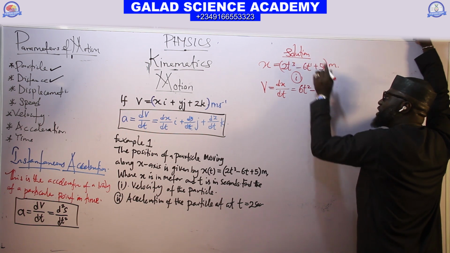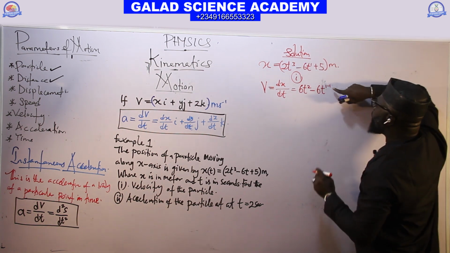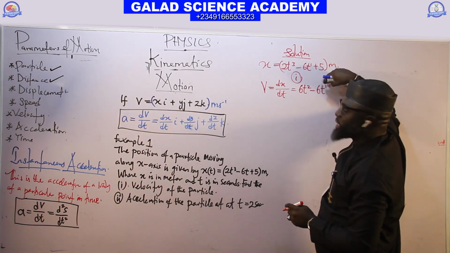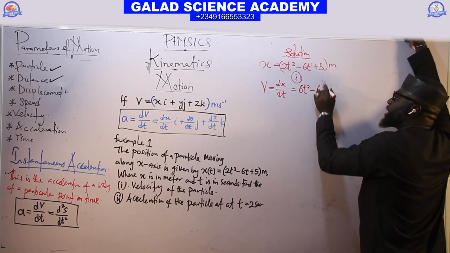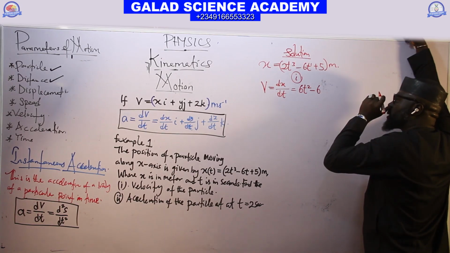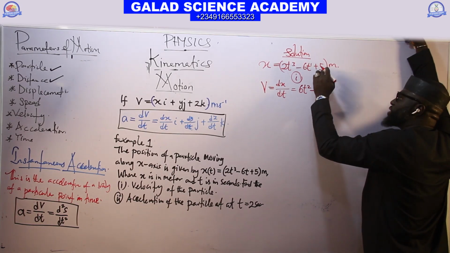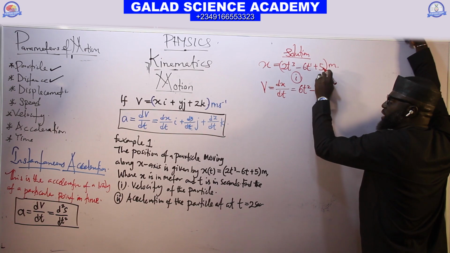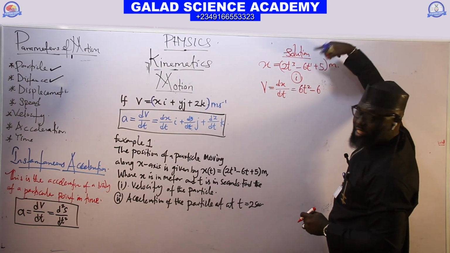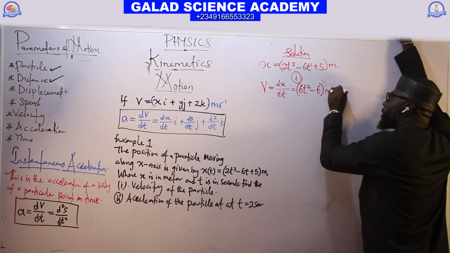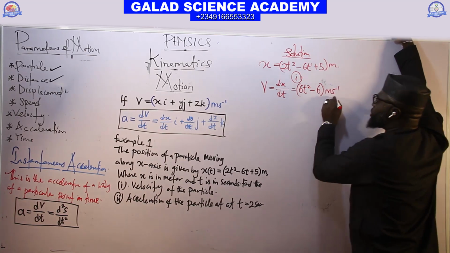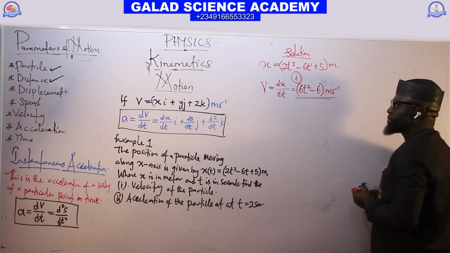The power of t is 1 minus 1, which gives us 0, and t to the power 0 is 1. So we still have 6 here. For the plus 5, the derivative of a constant is 0. So you now have this plus this, in meter per second. That is the velocity.